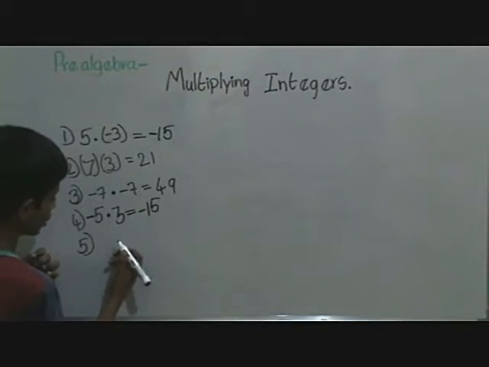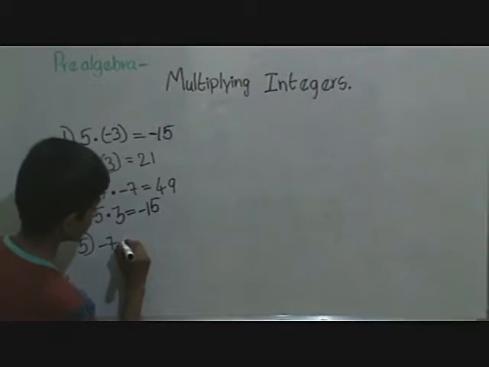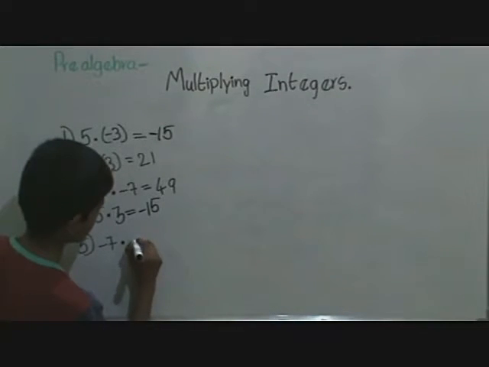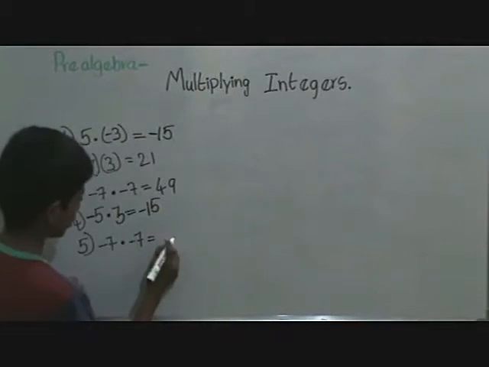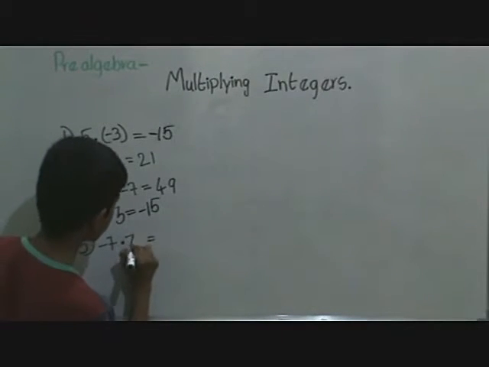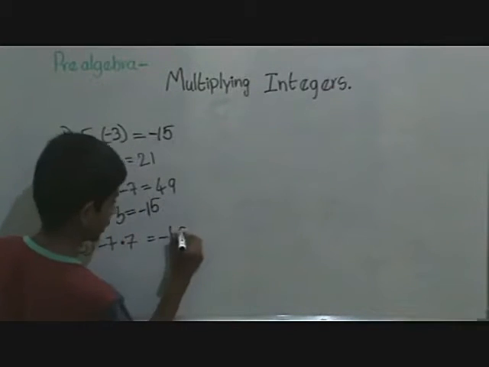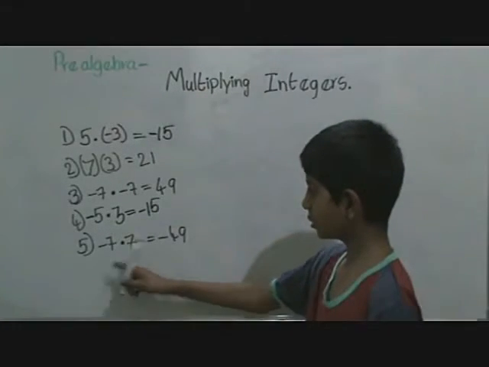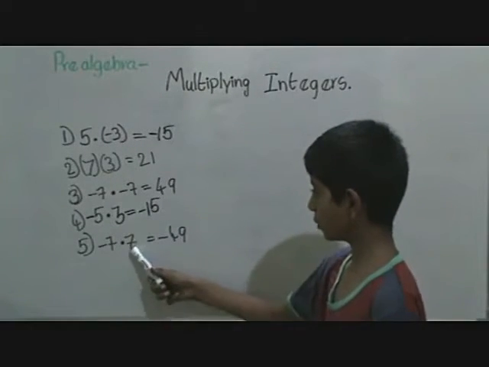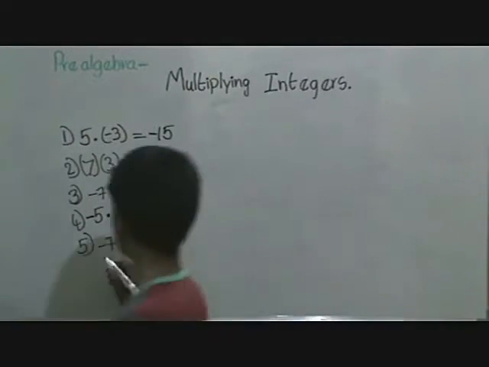Let us move on to example 5. Negative 7 times positive 7 is negative 49. 7 times 7 is 49. Here you have different signs. Here you have the positive and negative. So the answer is negative.